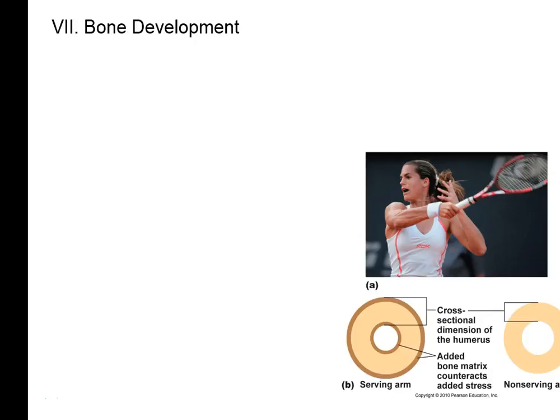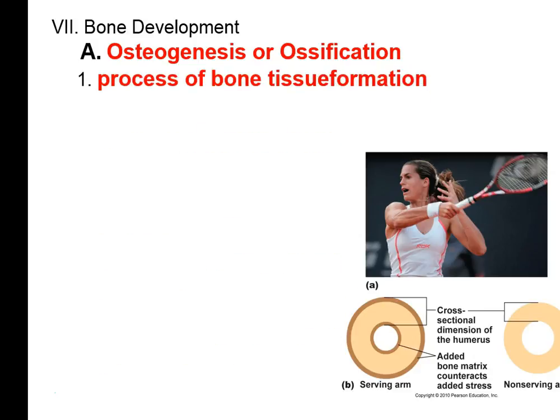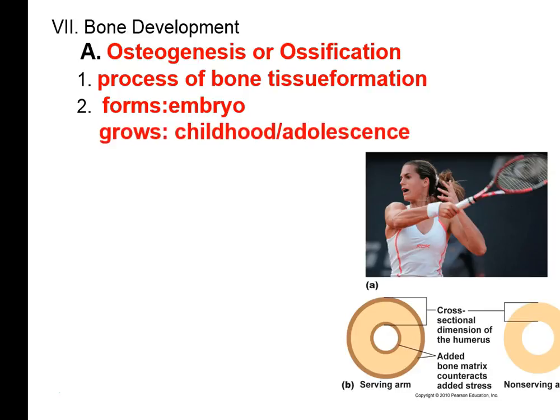So how do bones develop? The process of bone development is called osteogenesis, genesis meaning the beginning, osteo meaning bone, or sometimes we just say ossification. So the definition of ossification is the process of bone tissue formation. Your bone starts developing when you're an embryo in your mother's womb. It continues to grow and change through childhood and adolescence, both in appositional and interstitial growth. And then as an adult, it constantly remodels. Some people are erroneous in thinking that bones are stagnant, that they never change, but they're constantly remodeling.